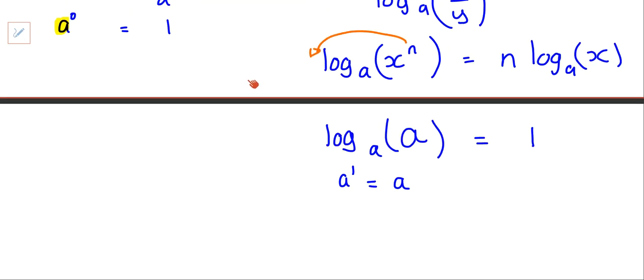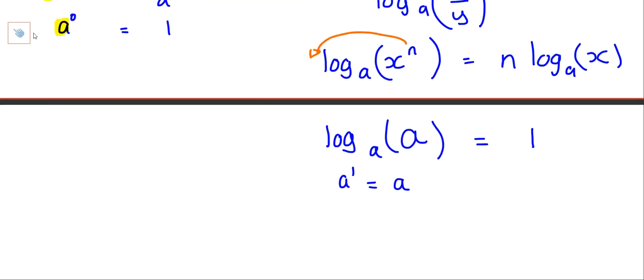Explain that again. Yeah, after Jasmine spoke. If we have an example, let's just say log to the base 2 of 2. That would just equal 1. Okay. So it has to be the same, the number and the base. Let me try and explain this for Hayley.